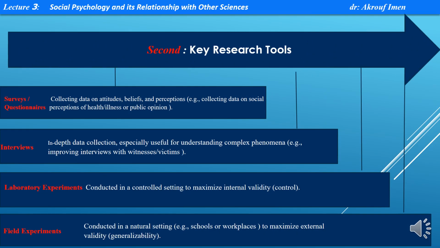Second point, we talk about key research tools. We start with surveys, questionnaires, interviews, laboratory experiments, and field experiments. So we start with surveys, collecting data on attitudes, beliefs, and perceptions. Interviews, in-depth data collection especially useful for understanding complex phenomena. Laboratory experiments, conducted in a controlled setting to maximize internal validity. Field experiments, conducted in a natural setting to maximize external validity.